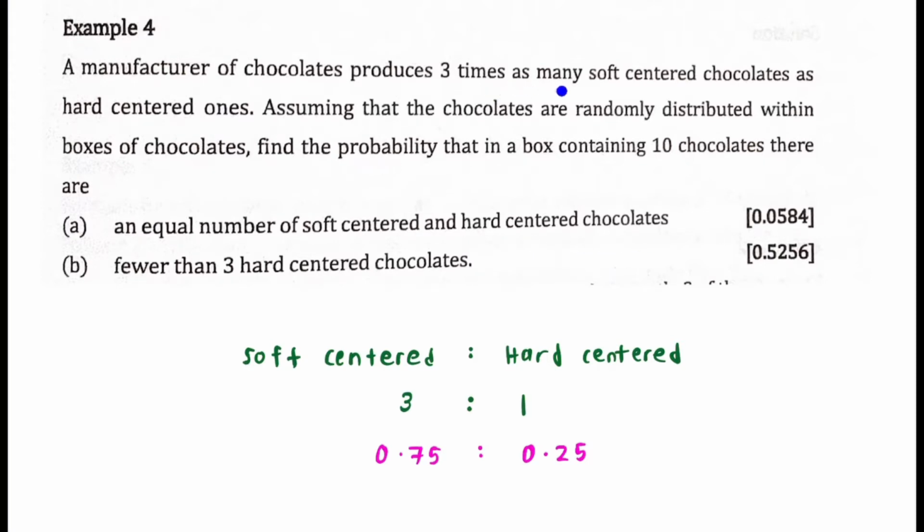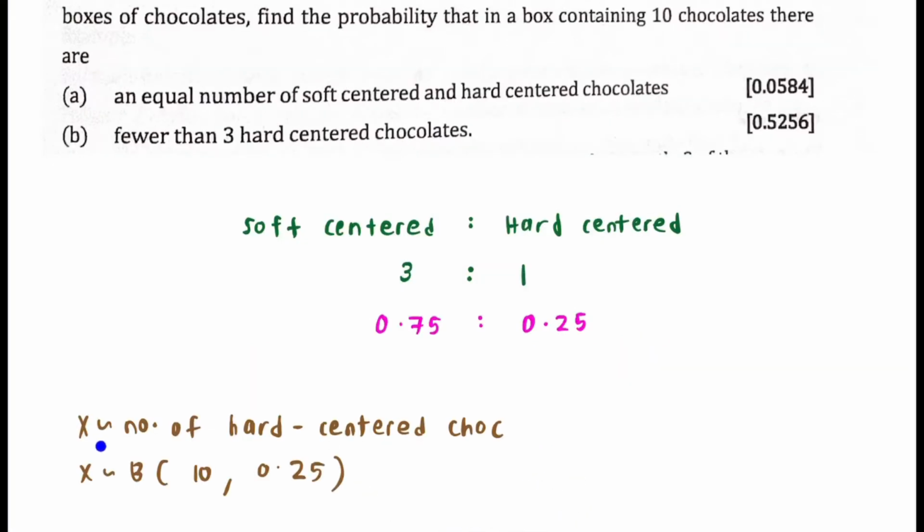Okay, so it mentions here 3 times as many soft-scented chocolates as hard-scented chocolates. So you have the ratio of soft-scented and hard-scented. Soft-scented is 3 while the hard-scented is 1. So the probability of soft-scented is actually 0.75 and the hard-scented is 0.25.